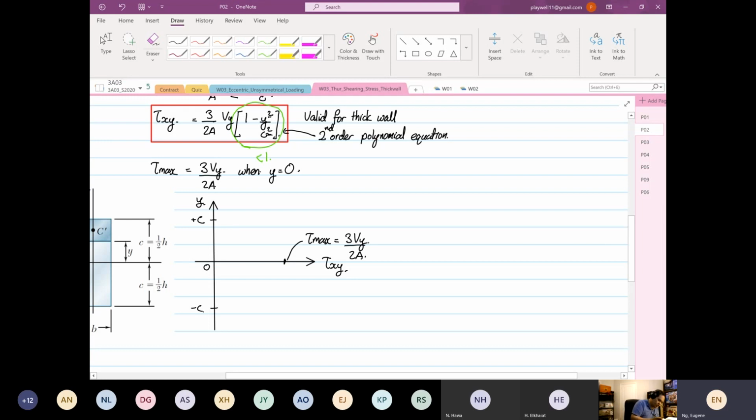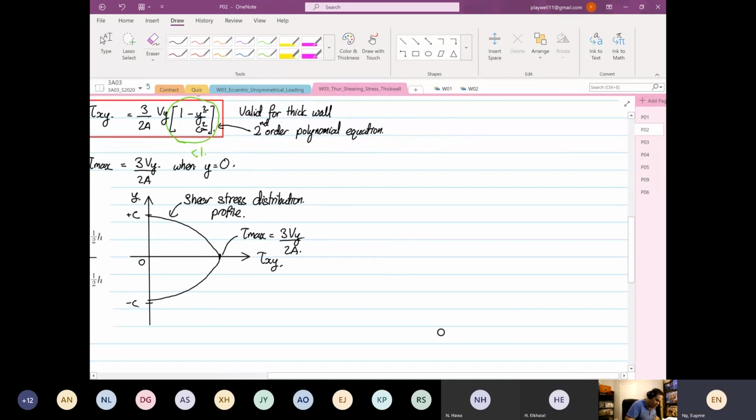And then if you sketch the shear XY expression out as a function of Y, you get a curve looking like this. So all I need to do now is copy it, paste it, and flip it around, and there you go. Okay, close enough. So this is the shear stress distribution profile. This is our shear stress distribution profile.